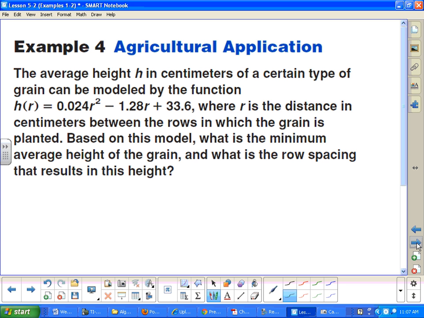Okay, the average height in centimeters of a certain type of grain can be modeled by this function, where r is the distance in centimeters between the rows in which the grain is planted. Based on this model, what is the minimum average height of the grain, and what is the row spacing that results in this height? So in this case, they want us to find r and h, right?